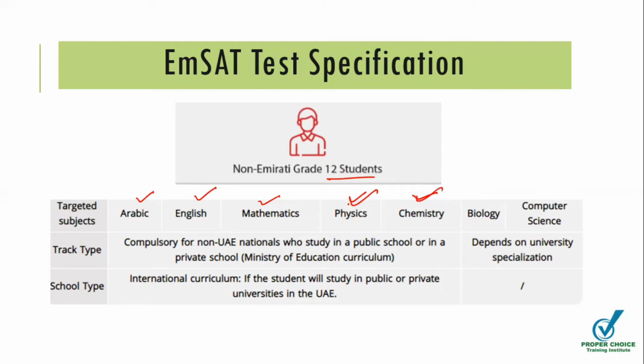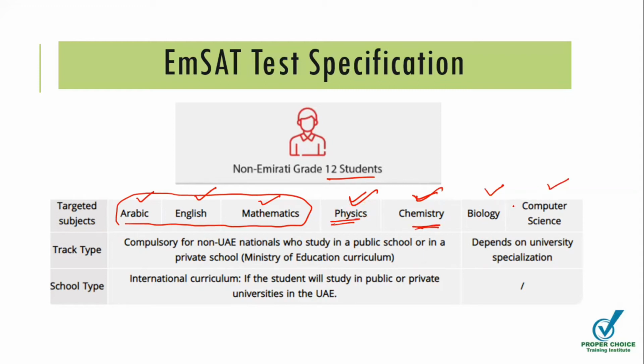But if you are a non-Emirati student and want to study in private universities, these 3 are compulsory, whether you choose physics or chemistry, along with optional biology or computer science.